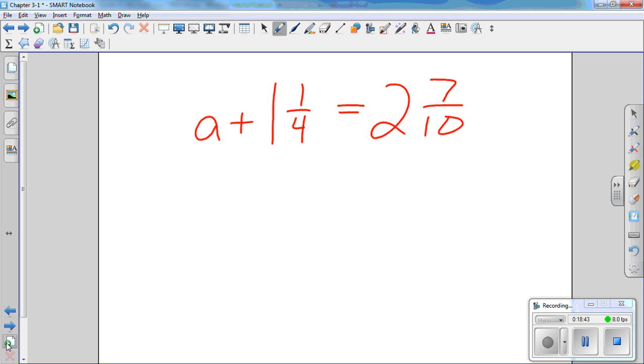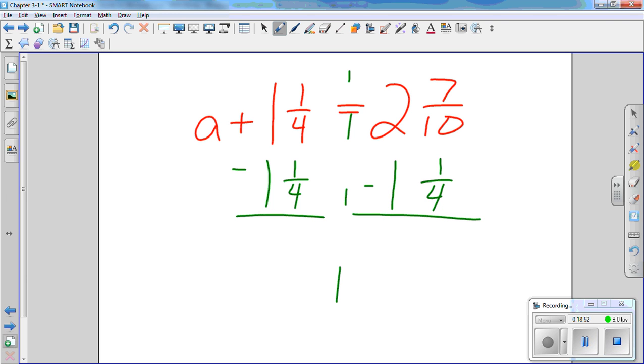Okay, so I'm going to subtract. Here's my middle, 1 and 1/4, because subtraction is the opposite of addition. Subtract 1 and 1/4. 1 and 1/4 minus 2 and 1/4 is just 0. So I have 8 plus 0.